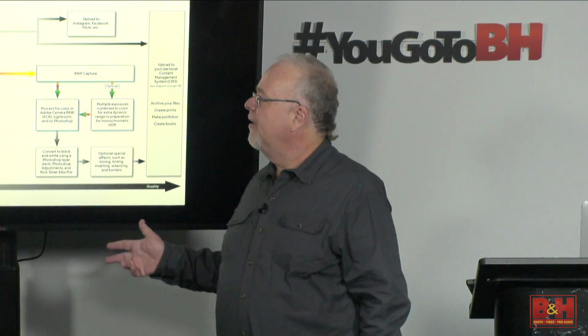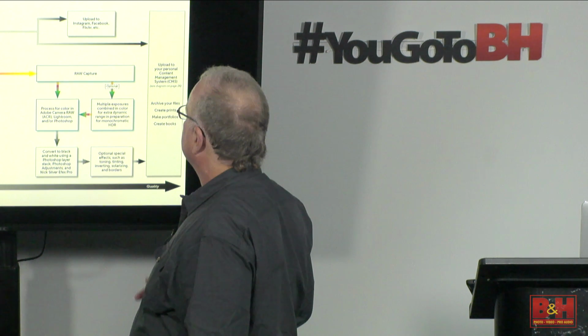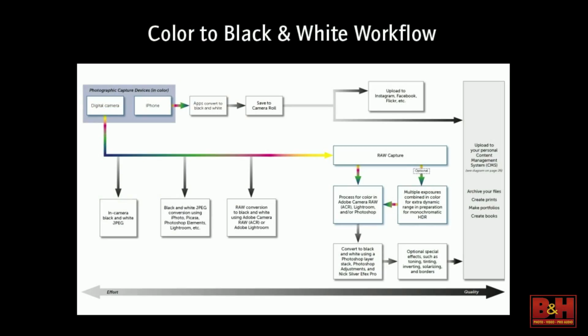This is another diagram from the Photographer's Black and White Handbook, and it shows basically the optimal black and white workflow. Leaving aside the things that are possible but lead to less good results, you start with a raw capture, you process it in Adobe Camera Raw or Lightroom, or you combine multiple exposures for an HDR blend. You convert to black and white using a layer stack and a variety of plugins, and we'll get to a bit more of that later.